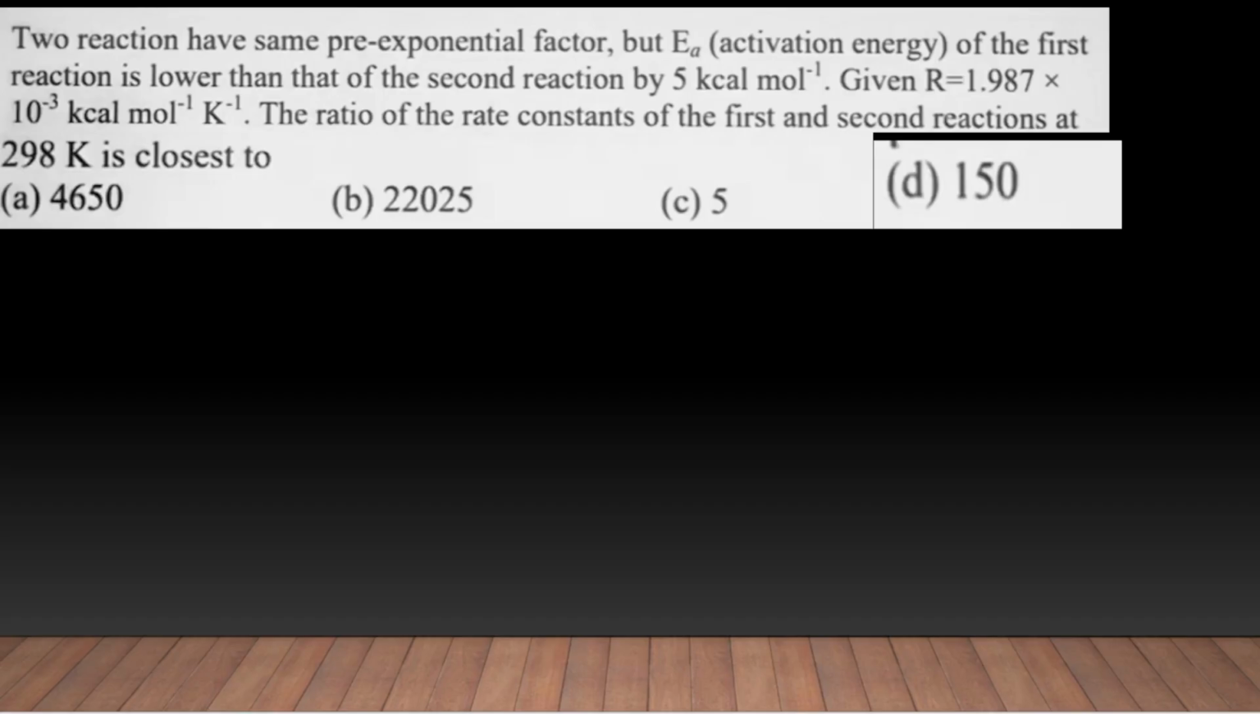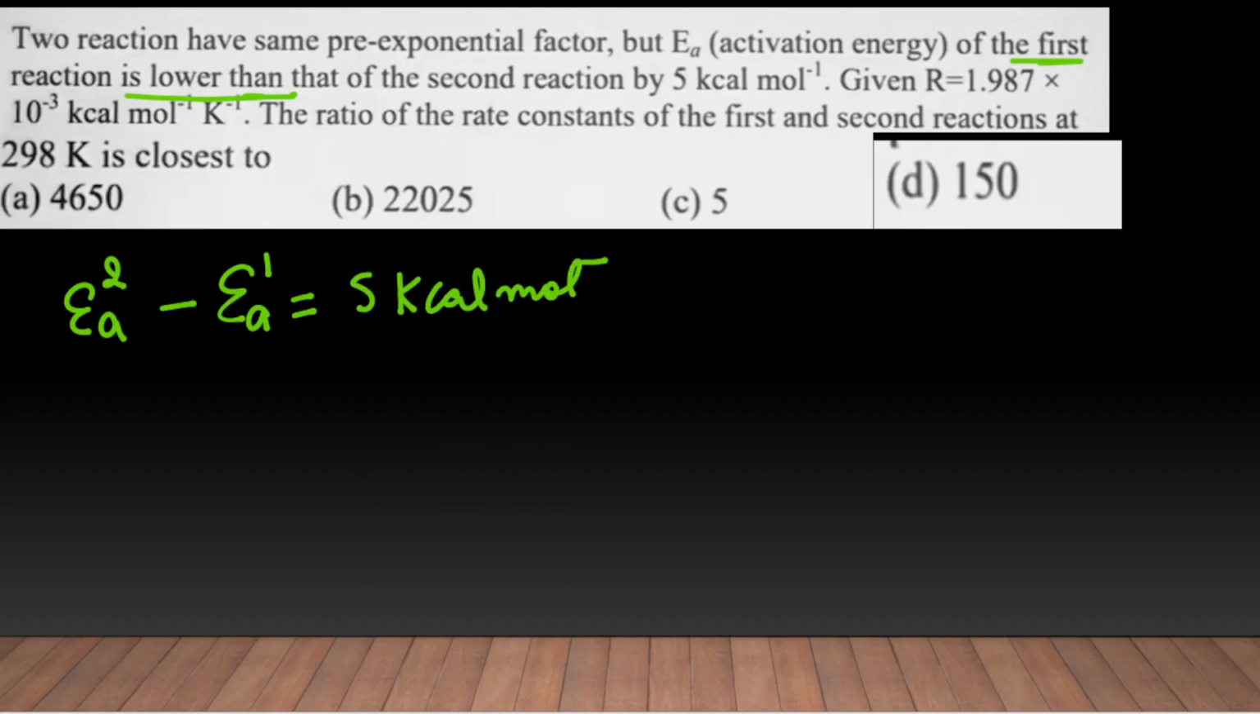It says two reactions have the same pre-exponential factor, but the activation energy of the first reaction is lower than that of the second reaction by 5 kilocalories per mole. What does it imply? The first reaction is lower. So EA1 that I am having is 5 kilocalories per mole lower than that of the second one, which implies the difference between the activation energy of the second reaction minus the first one is 5 kilocalories per mole.